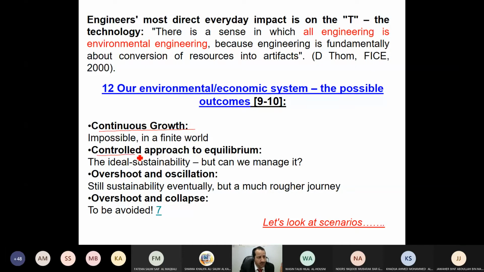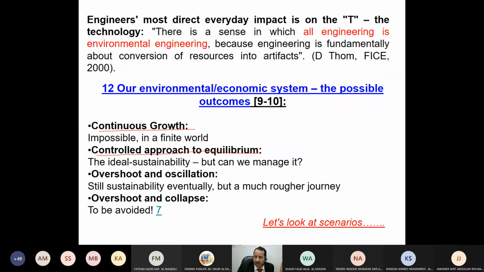Another option is a controlled approach to equilibrium. It means sustainability. This is what you are looking for. We need to improve the technology. We need to solve our problems as engineers in industry, in organizations, at home, using what we learn in our specialty. But we have to make it more sustainable to reach the equilibrium and to control things.